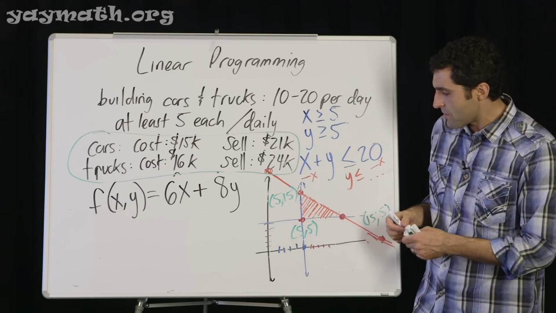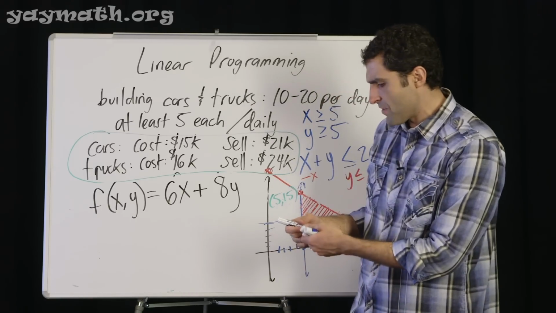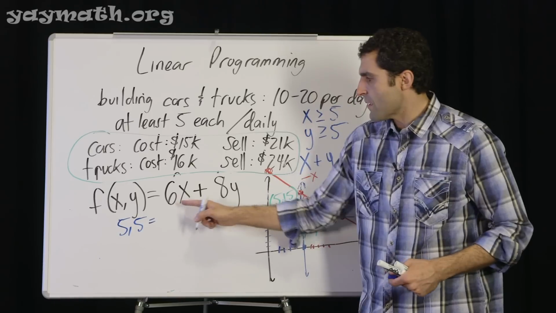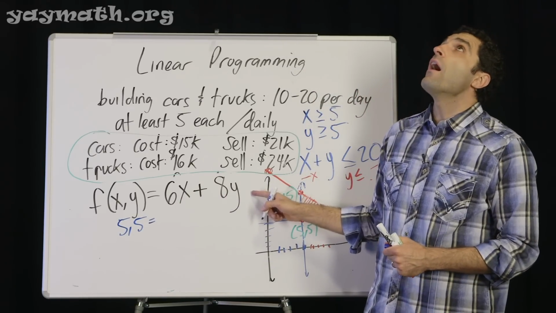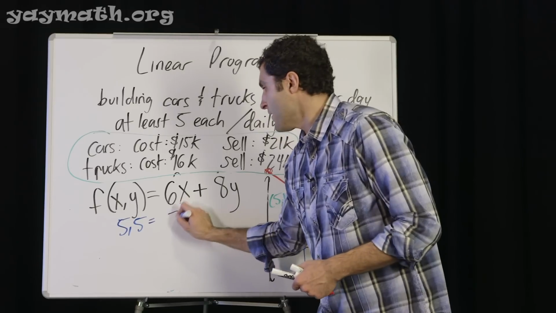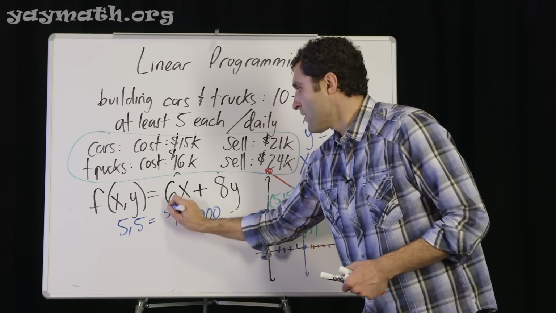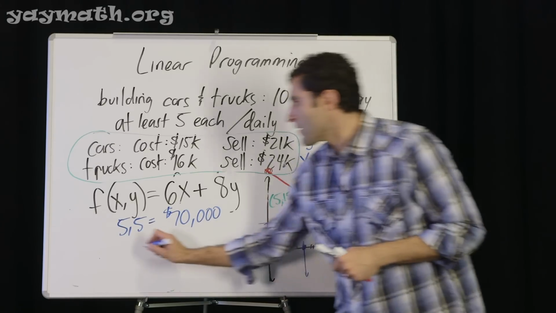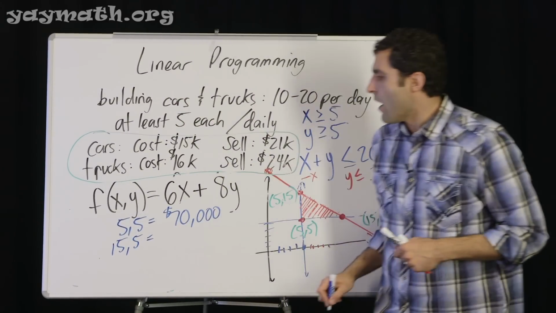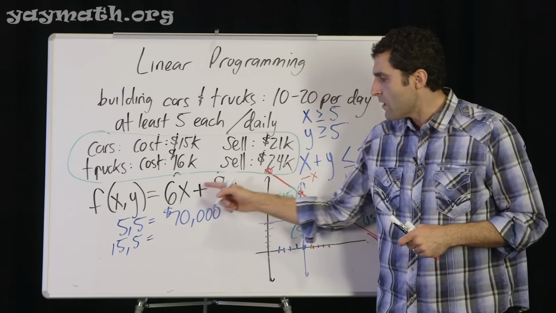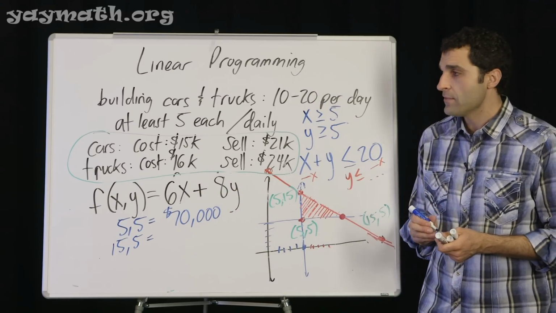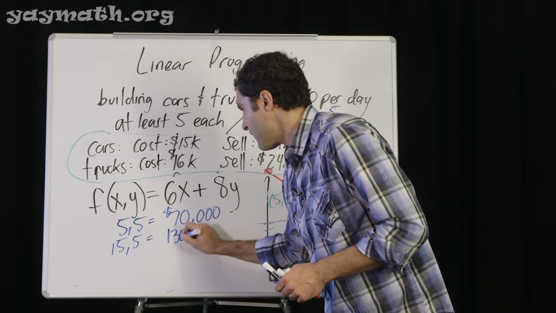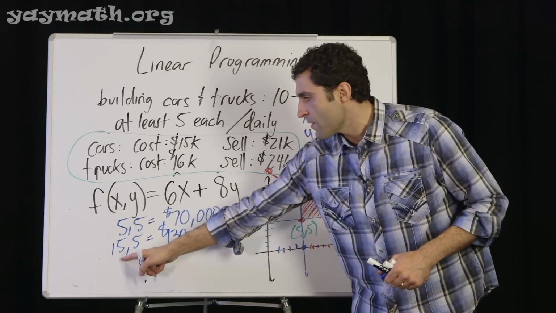Okay? Let's see which one works. Well, if we do 5 and 5, that's probably not going to be so much. Let's find the profit on 5, 5. The profit on 5, 5 equals 6 times 5 is 30, plus 8 times 5 is 40. 30 plus 40 is 70. That's $70,000 profit on 5 cars, 5 trucks. Now let's do 15, 5 over here. 6 times 15 is 90, plus 8 times 5 is 40. 90 plus 40 is $130,000 profit for making 15 cars, 5 trucks.